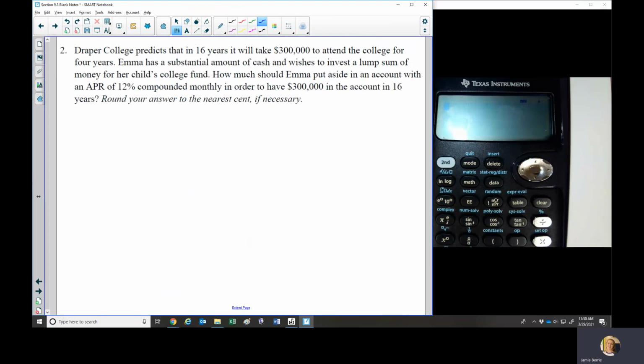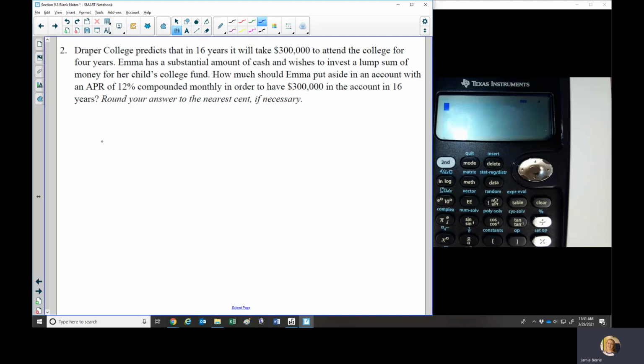It says Emma has a substantial amount of cash and she wishes to invest a lump sum of her money for her child's college fund. How much should Emma put aside in an account with an APR, or annual percentage rate, of 12% compounded monthly in order to have $300,000 in the account in 16 years? Okay, so she's predicting it's going to cost about $300,000 for her child to attend college. And she has some money that she wants to put aside.